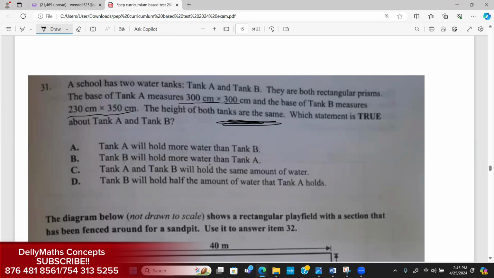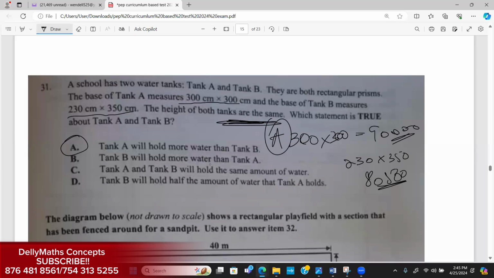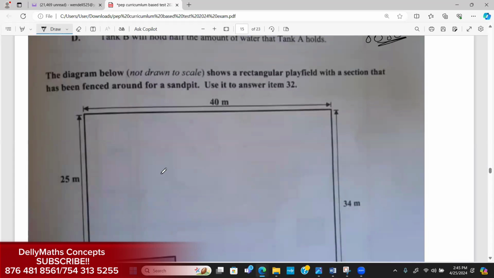So it says now, which statement is true about tank A and tank B. Now, it says tank A will hold more. Yes, I'm done. Tank A will hold more because it's going to have a bigger base, because 300 times 300 is 90,000. But 230 times 350 is less than that. 230 times 350 is 80,500. So because it has a smaller base and they both go up to the same height, the one with the bigger base will win in terms of having more. So tank A holds more. And I'm not going to read the other statements. You know why? There's only one answer to the question.